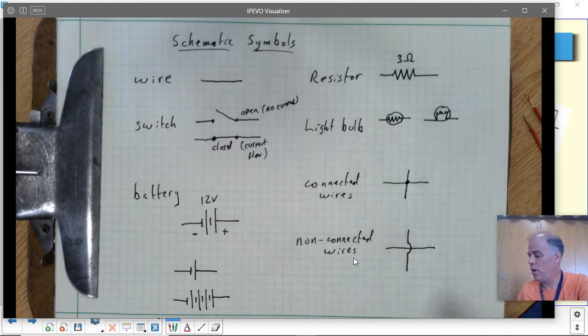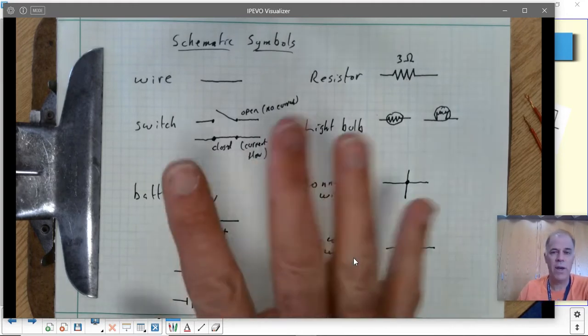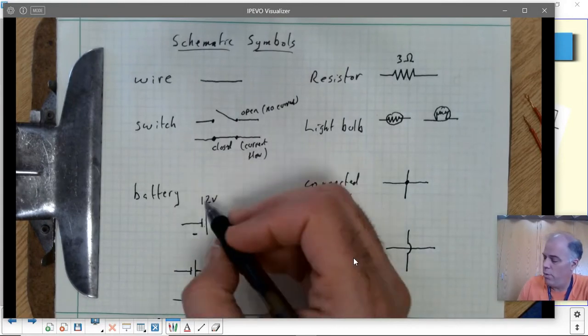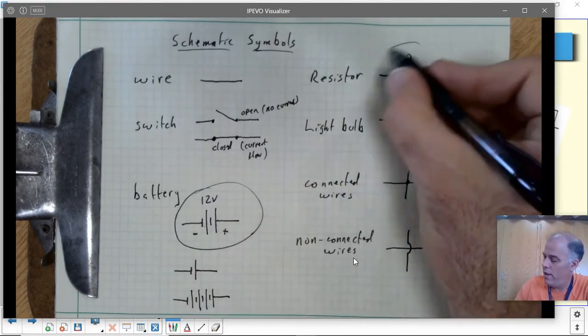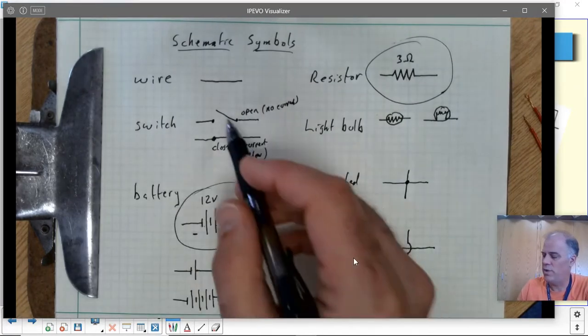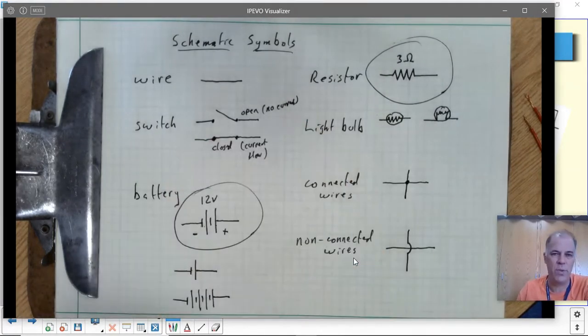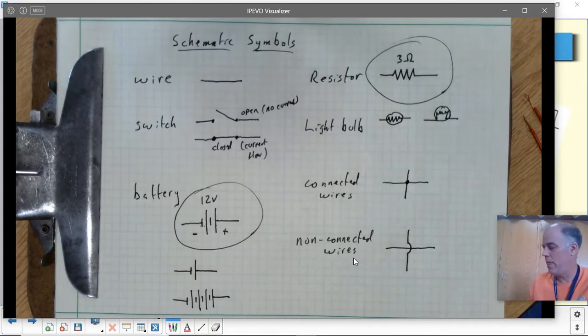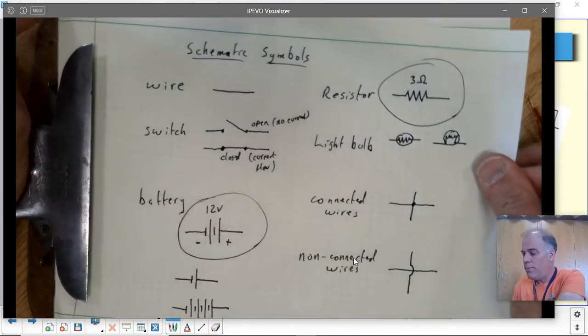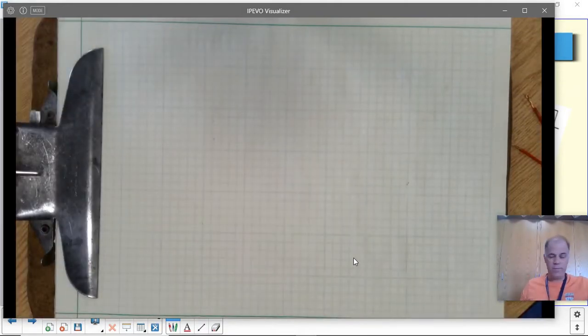Okay, I think that's all we need. If you haven't already, pause it and write these down so you have them all in one place. The really important ones are this and this. I think the wire is pretty intuitive. I guess the switch is kind of significant too. We have switches in there, but that's how it is. Okay, that's schematic symbols. Now, how do we put these things together into diagrams?